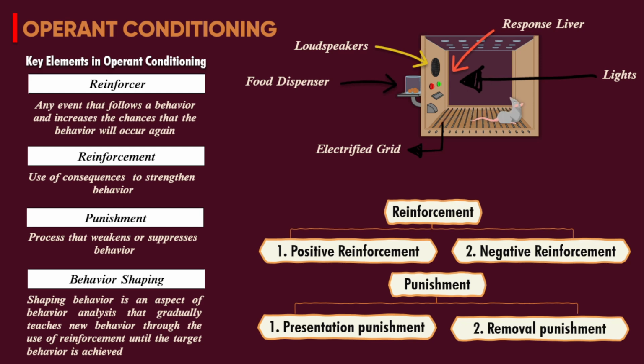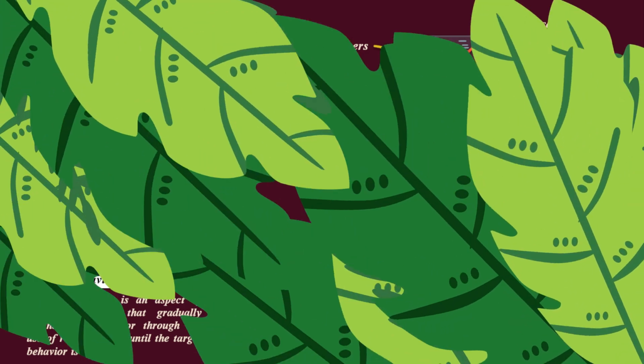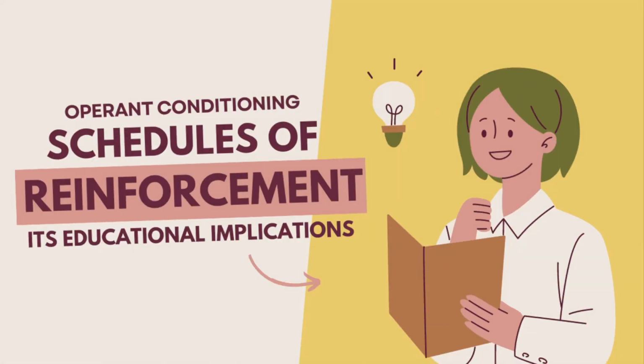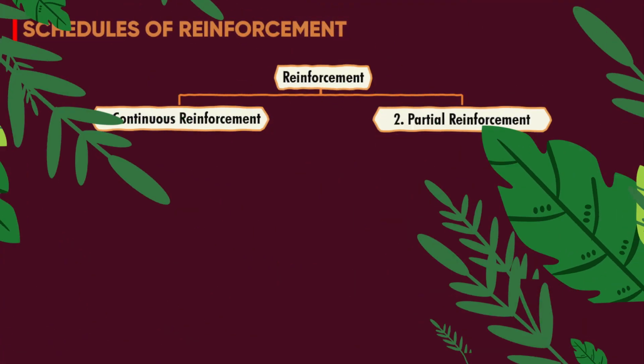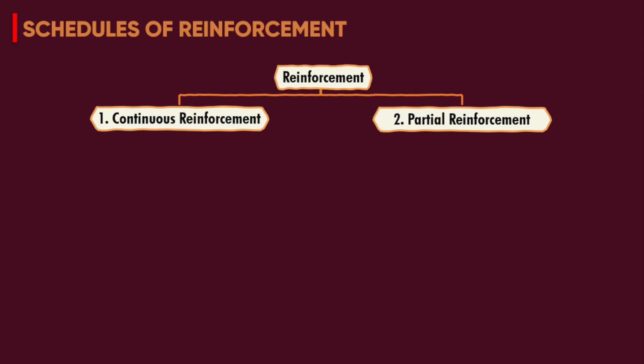How often and when a behavior is reinforced can greatly affect the strength of the behavior and the rate of response. Positive and negative reinforcement can be used, and the goal is always to strengthen behavior and increase the chances of its happening again. Now in this video I am going to discuss about schedules of reinforcement and its educational implications. Schedules of reinforcement can be broken down into two types, that is continuous reinforcement and partial reinforcement.